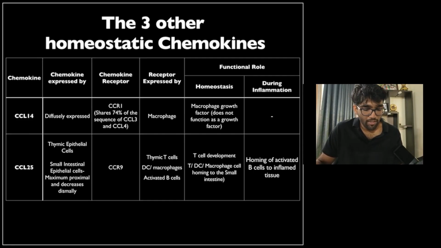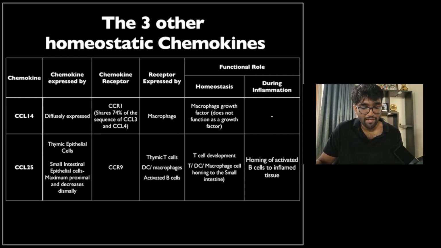Then there is CCL25, which is produced by thymic epithelial cells within the thymus and small intestinal epithelial cells. Most prominently, it is produced within the duodenum, and then the expression tapers off as you go into the jejunum and is least within the ileum. The corresponding receptor is CCR9. The receptor is expressed by thymic T cells, which allows for T cell development within the thymus, but this is a minor role. That is why we've not discussed it in our thymus video.